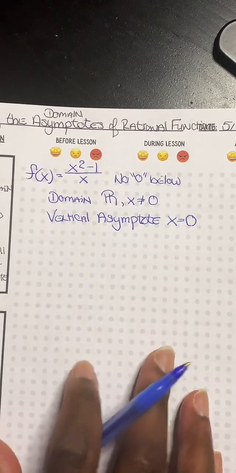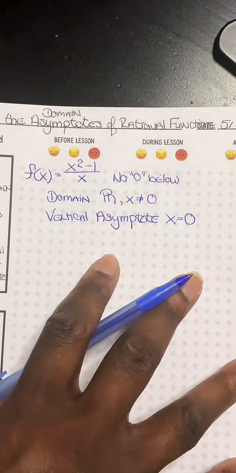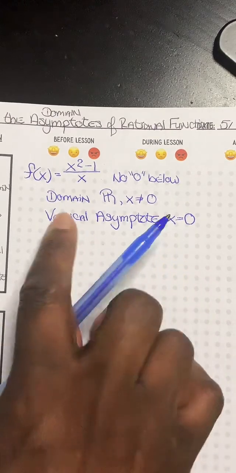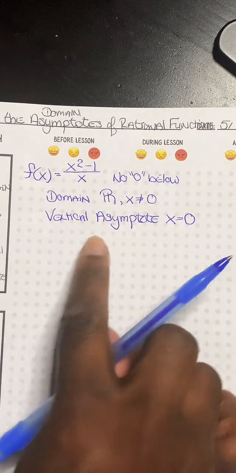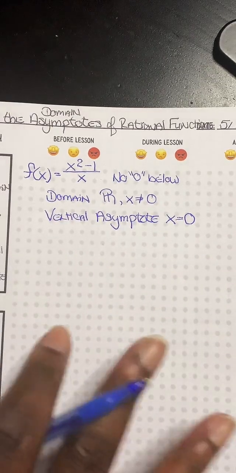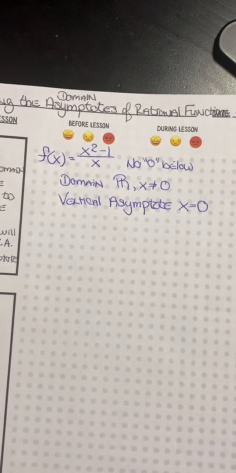I'm going to give us a couple situations, and I just want us to define what the domain is and what the vertical asymptote is. I'm taking this whole concept of asymptotes step by step, so it's not too overwhelming for everyone.